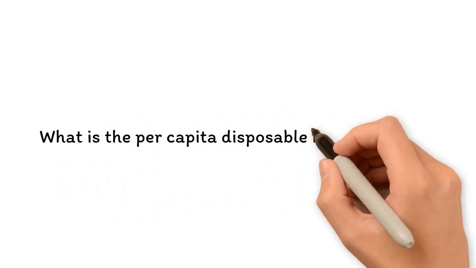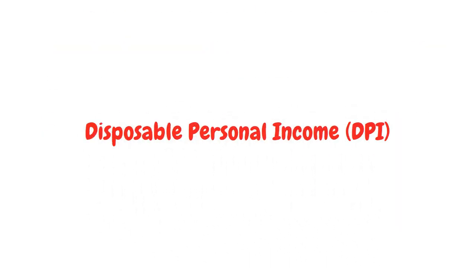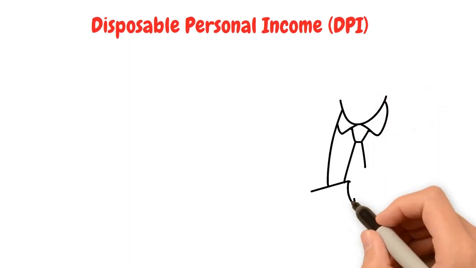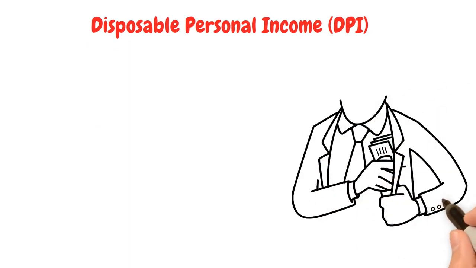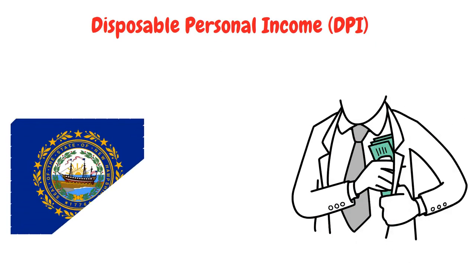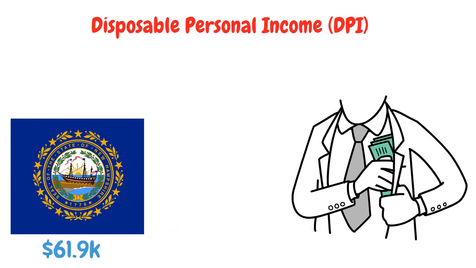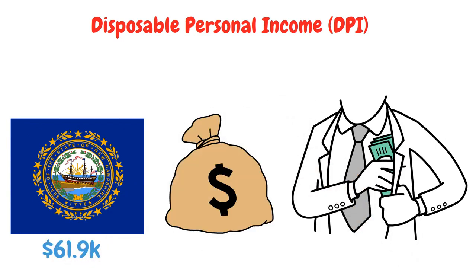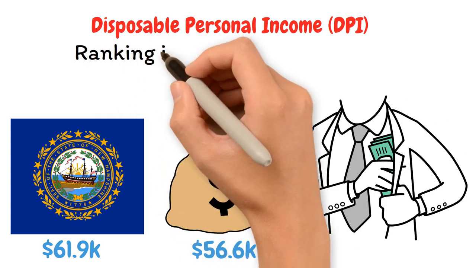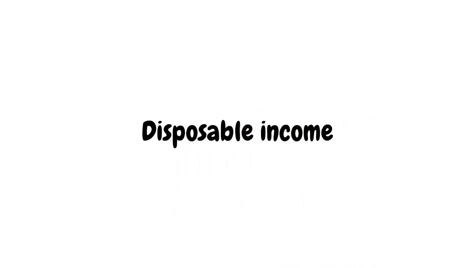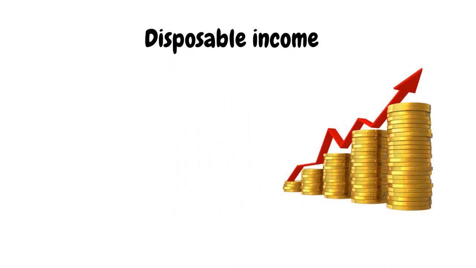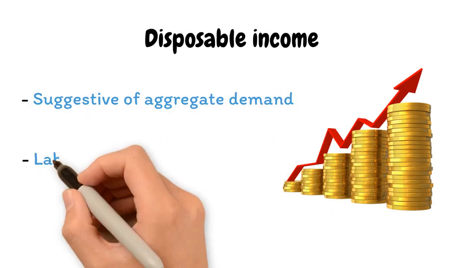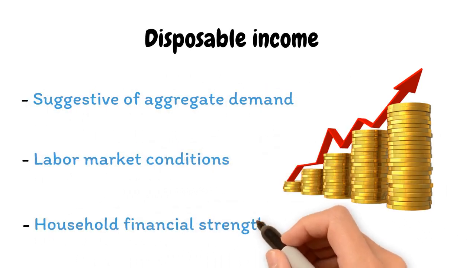What's the per capita disposable income in New Hampshire? Per capita disposable income, also known as disposable personal income or DPI, is the amount of money available for spending and saving in an economy after income taxes have been deducted. New Hampshire's DPI in 2022 was $61,900 compared to the national average of $56,600, ranking at 36th out of the 50 U.S. states. Disposable income is recognized as a crucial economic indicator since trends in disposable income are suggestive of aggregate demand, labor market conditions, and household financial strength.